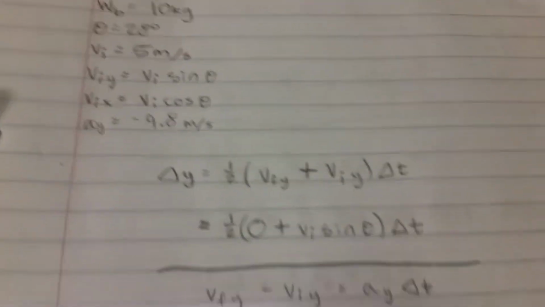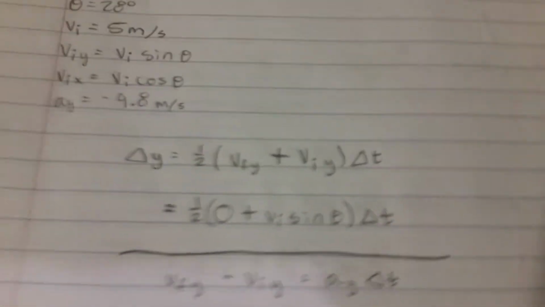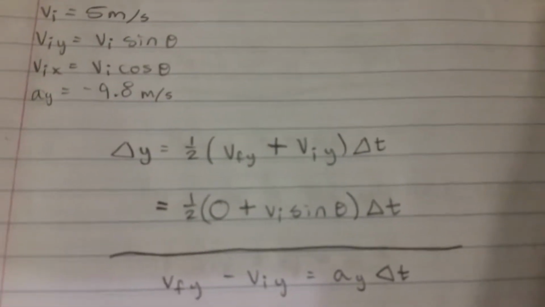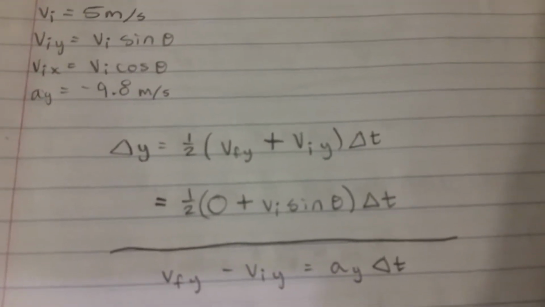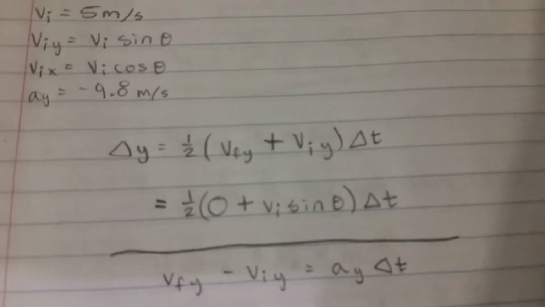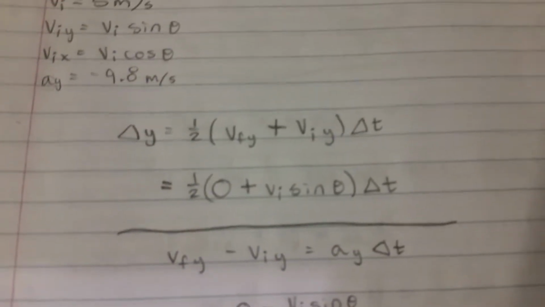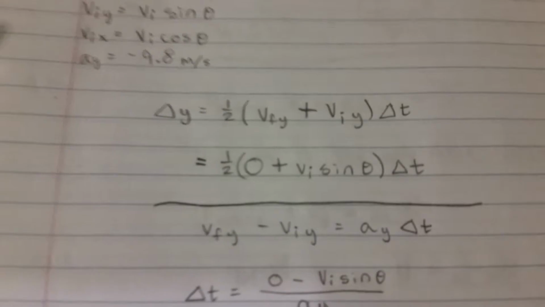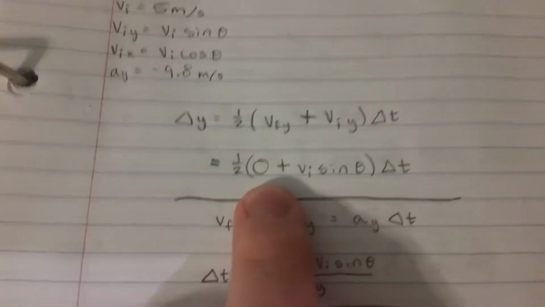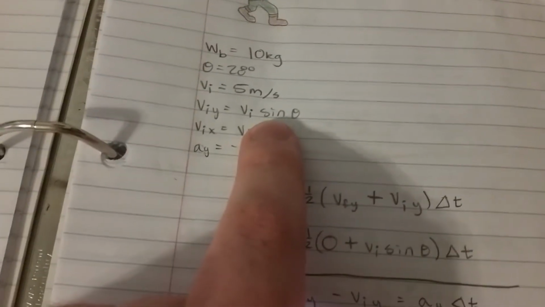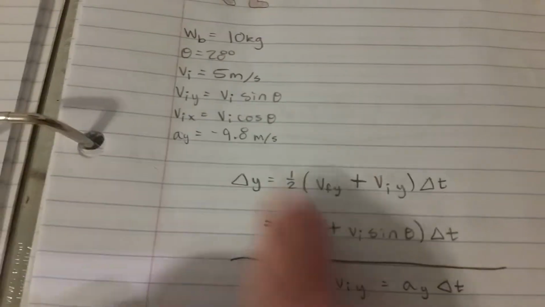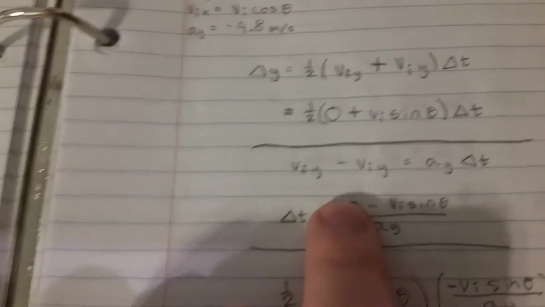So we have to find the change in y, which is equal to 1/2 times the final velocity in the y plus the initial velocity in the y, times the change in time. And so we know that the final velocity is going to be 0. We know the initial velocity up here is the initial velocity sine of theta. So then we have to find the change in time.